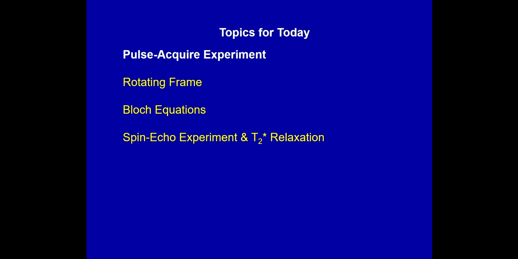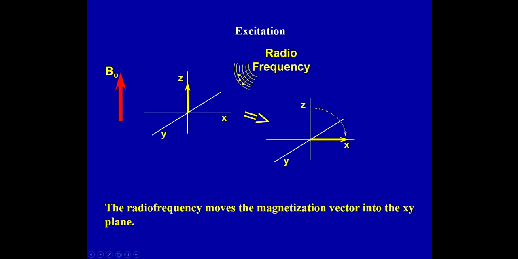Today's lecture will cover four main topics. The pulse-acquire experiment, which you will see repeated at various times through this course. It's the simplest of all NMR experiments. We'll cover a concept called the rotating frame and discuss Bloch equations, and then T2 star relaxation and a spin echo experiment. So we start with this Bloch equation.